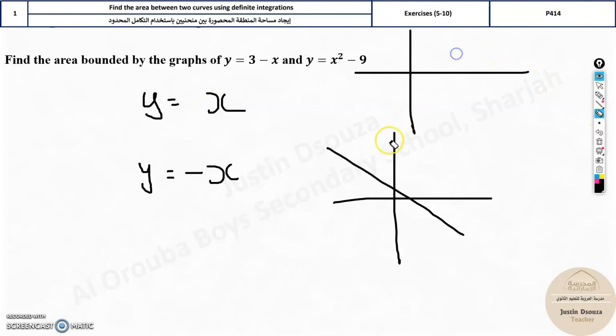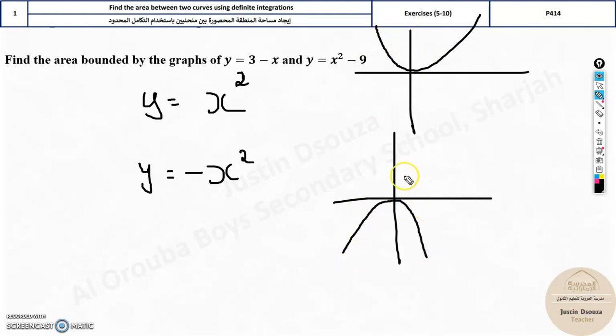Now let me draw the parabolas. Now what does parabola mean? It's just that the power over here will be 2. It's squared. And even over here, when it is positive, it goes upwards like this. When it's negative, it goes downwards. Negative means over here it goes downwards. So this is the difference over here.